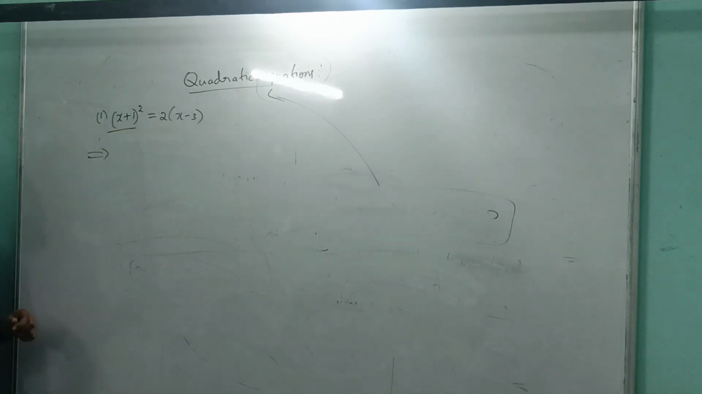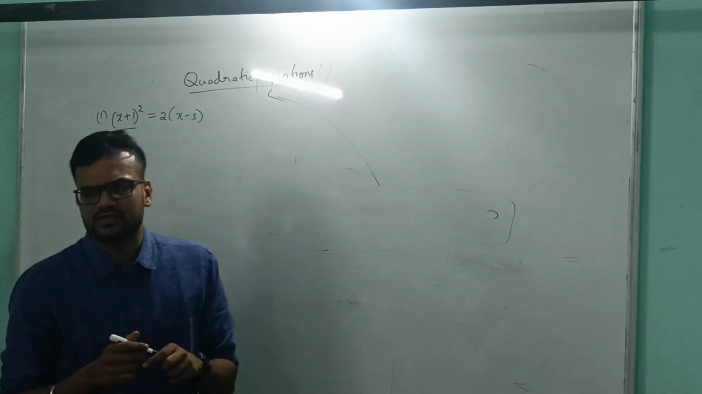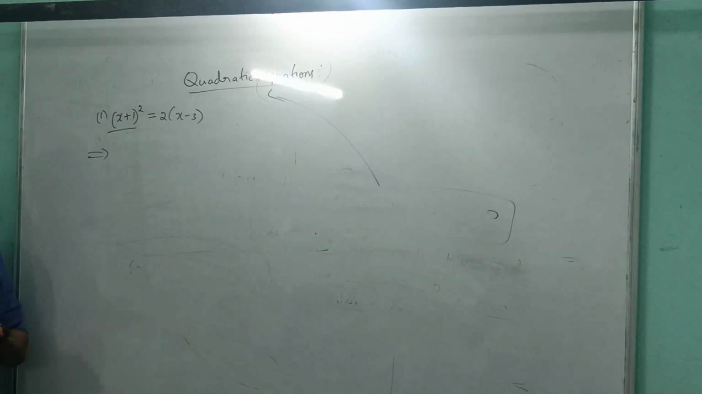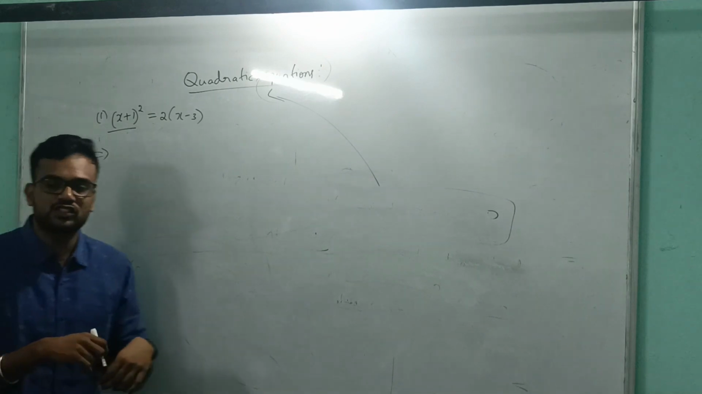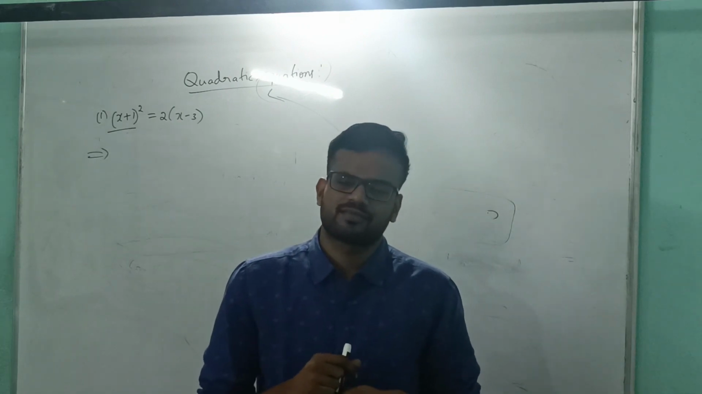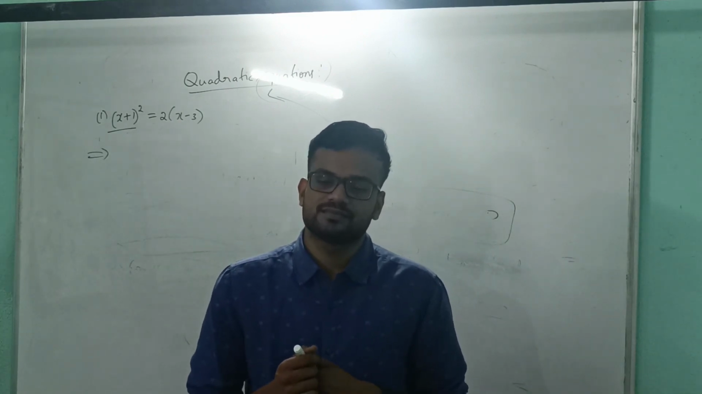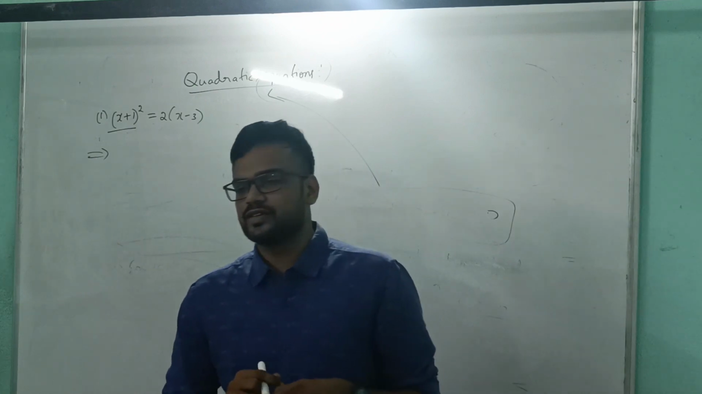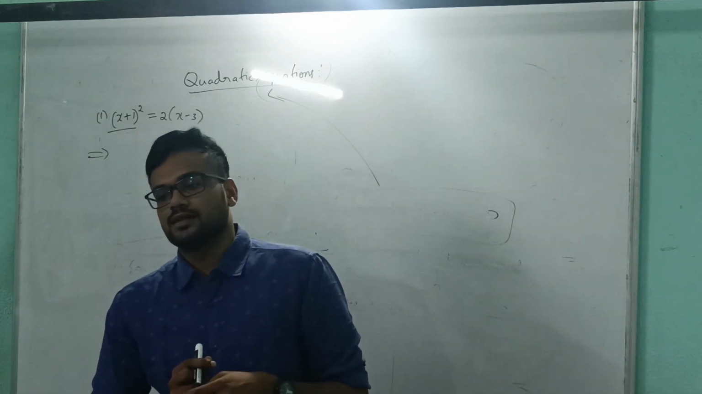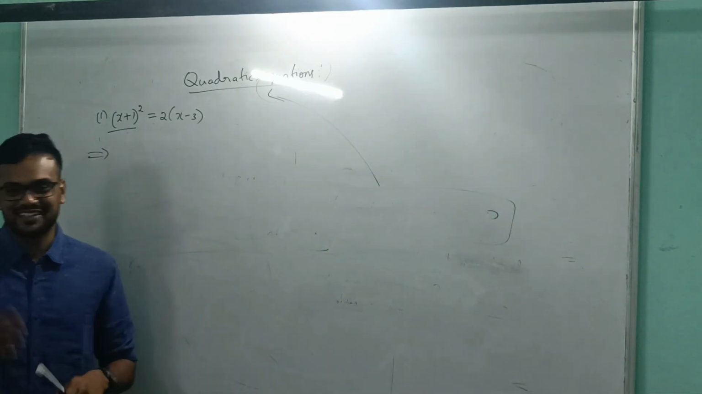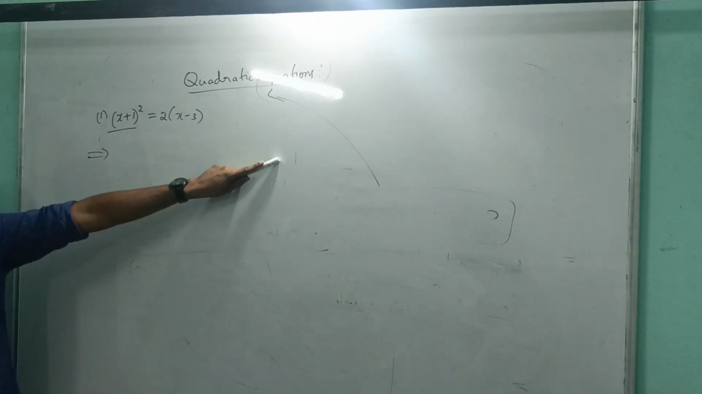So this thing, (x plus 1) whole square, how can I simplify it? It is in the form of (a plus b) whole square. What is the expansion of (a plus b) whole square, Moaz? What is the expansion of (a plus b) whole square? Okay, everyone, you can tell. Now listen.